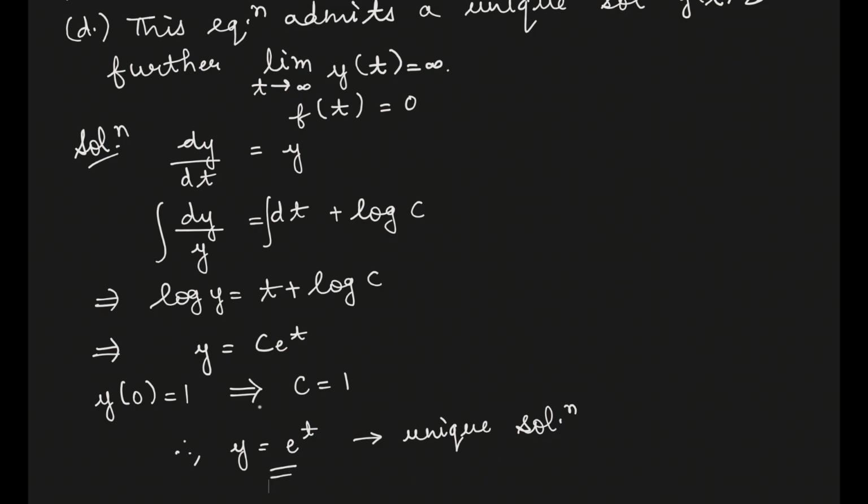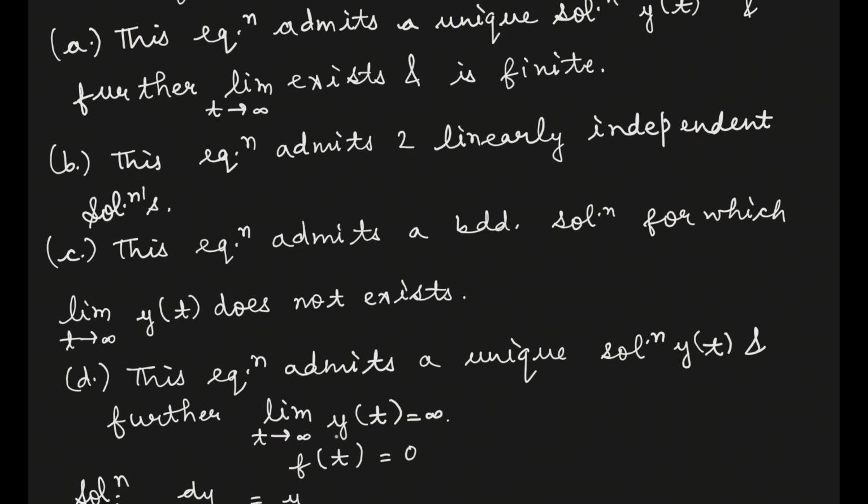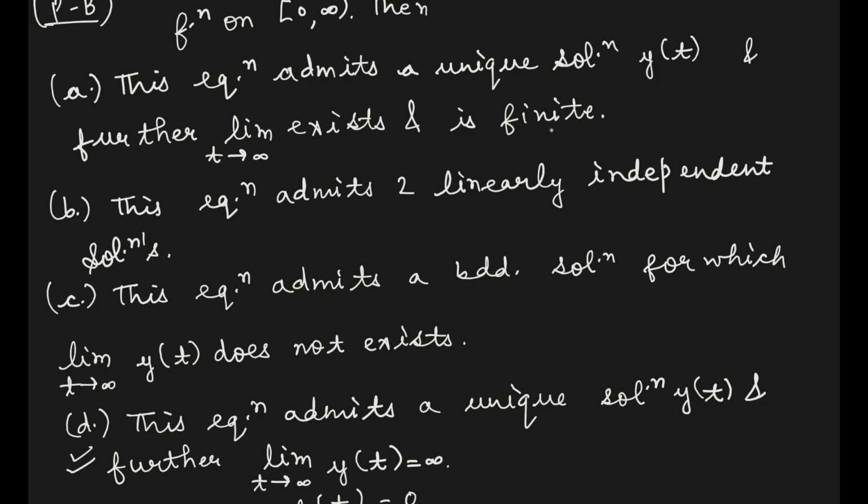So the equation admits a unique solution y. And also, if I find the limit as t tends to infinity, it will be infinity. So our option will be D. D part will be correct. Option A was saying that the solution is unique, but the limit as t tends to infinity is finite. But I am getting that it is infinite, and I am not getting two solutions.